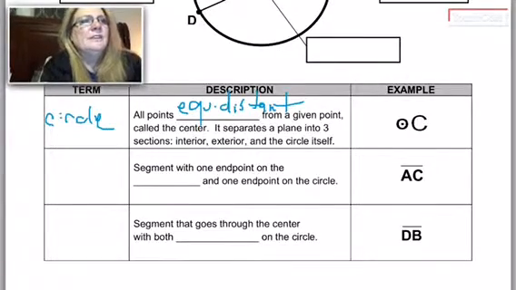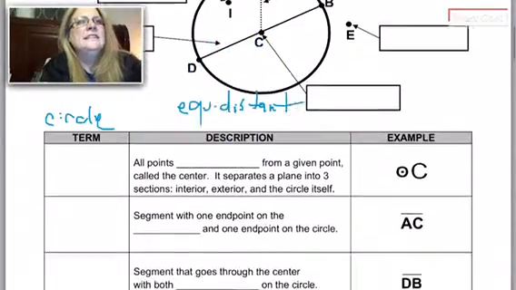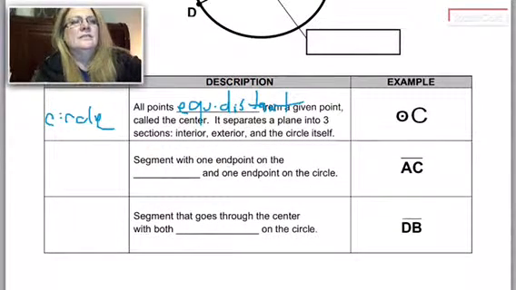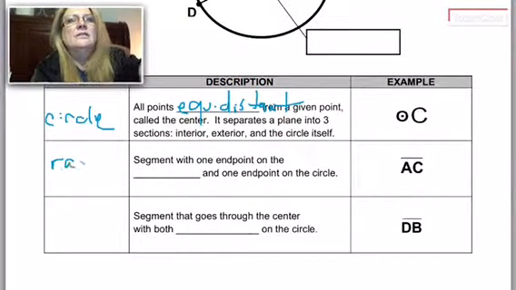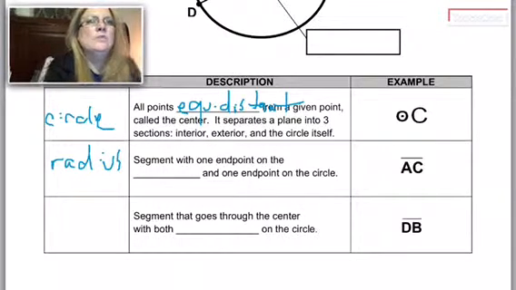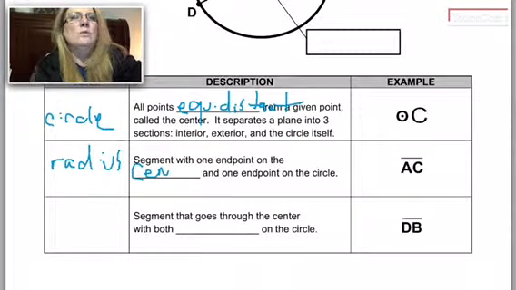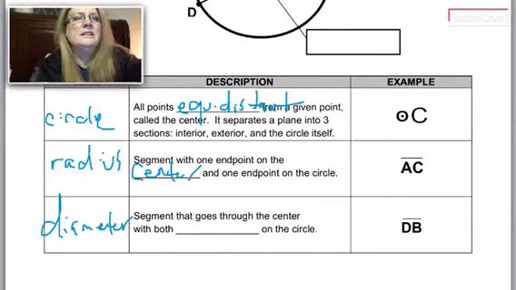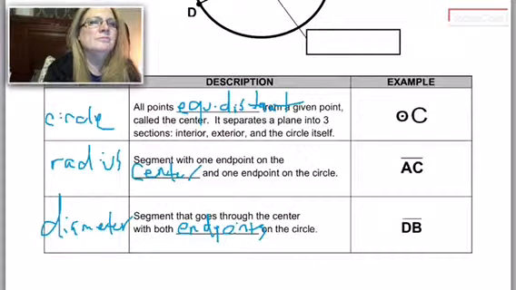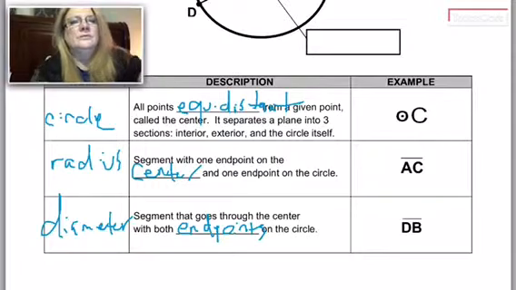AC, let me look at my picture again. Okay, AC is the radius, and it has one endpoint on the center and one on the circle. And then the diameter is a segment that goes through the center with both endpoints on the circle itself. Okay.